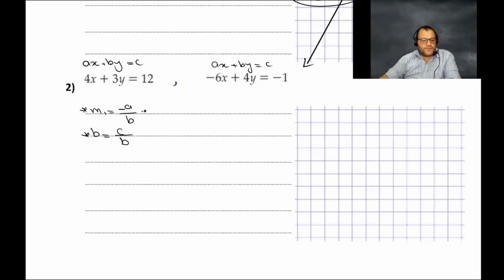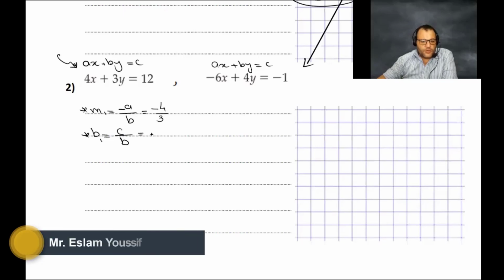You remember this one? If you really remember, you have to memorize this formula. Again, if the equation is written in standard form, instead of shifting to the other side, you can solve by using this one. The slope is equal to negative a over b, negative the coefficient of x over the coefficient of y. And the y-intercept is equal to the constant term, the number without a variable, divided by the coefficient of y. So for the first one it will be negative 4 over 3, and the second one will be 12 over 3, which equals 4. Now we need to find m2.